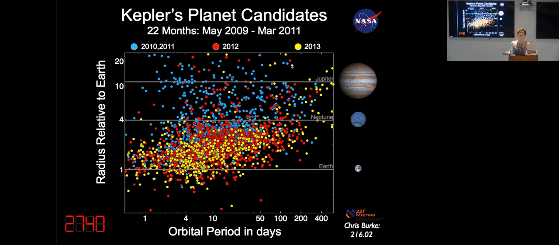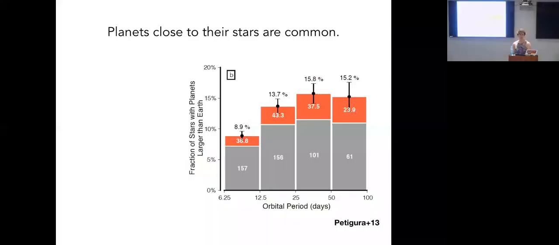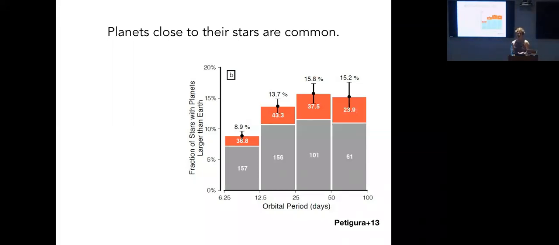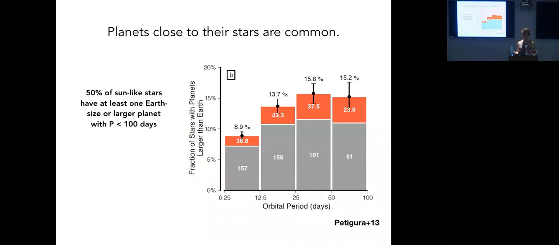By counting both the transiting planets that Kepler detected and figuring out which planets Kepler missed, we are able to do planet occurrence studies. So from Kepler, we've learned that planets close to their stars are very common. And 50% of sun-like stars actually have a planet the size of Earth or larger within 100 days. Now, as a reality check, we don't have that. Even though Mercury has a period of 88 days, it's smaller than Earth. So our solar system, compared to the Kepler systems, is quite barren at close orbital periods.